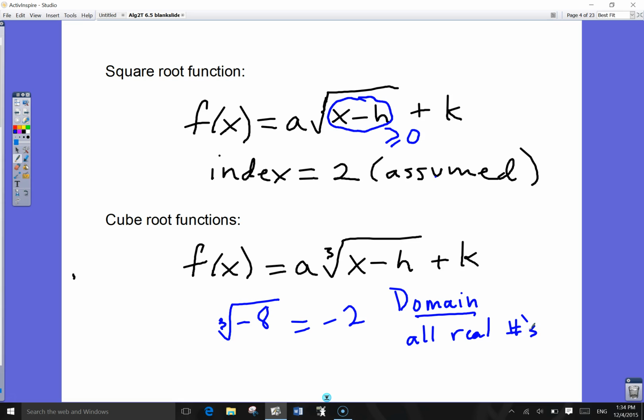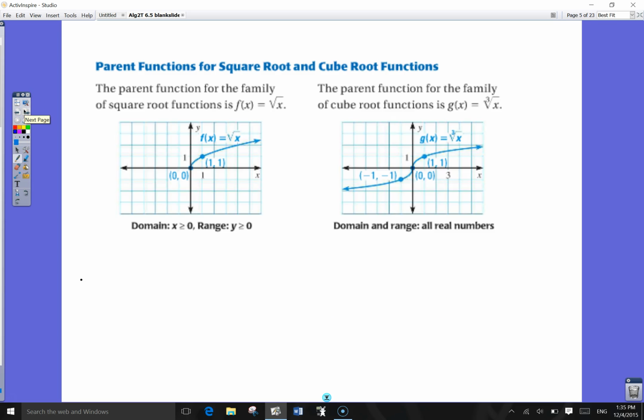It has a range of all real numbers too, so there's not even much point asking that question with a cubed root function. So the parent functions for square root and cube root functions are the most basic square root and cube roots: the square root of x and the cube root of x. And this is what their graphs look like.